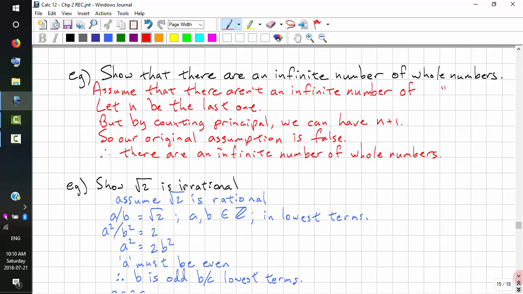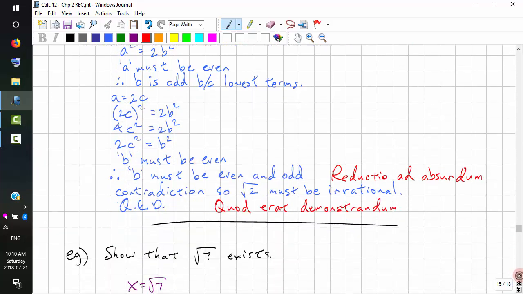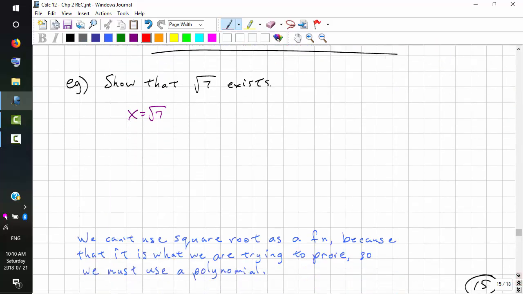Okay, let's look at another problem. Show that square root 7 exists. Okay, so we have x equals square root 7. We need a function. Now the note here says we can't use square root as a function because that is what we are trying to prove, so we must use a polynomial. So we have x squared equals 7. We square both sides. So now our function equals x squared minus 7.